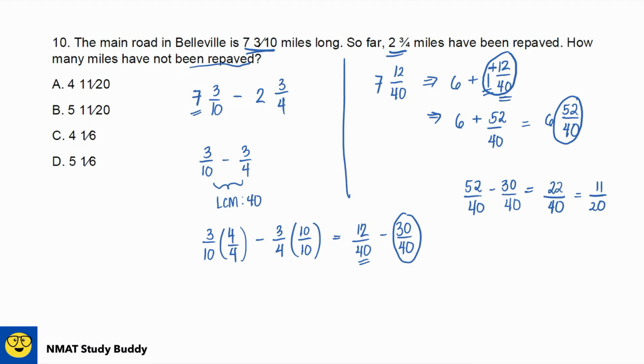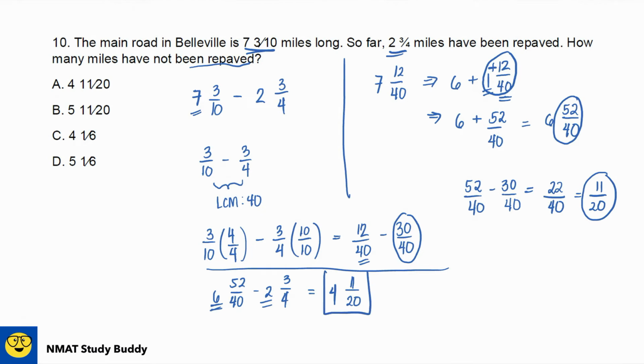So, 11/20. And then, since ganito na yung magiging itsura nung 7 and 3/10, magiging 6 and 52/40 minus 2 and 3/4. Bale, itong whole number, ito na yung 6 na yung whole number na basis natin, hindi na yung 7. So, 6 minus 2 is equal to 4. So, 4. And then, yung fraction part na nakuha natin is 11/20. So, 4 and 11/20 yung final answer, which is letter A.